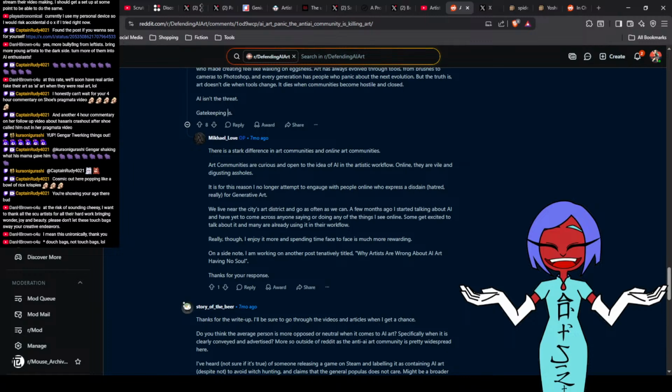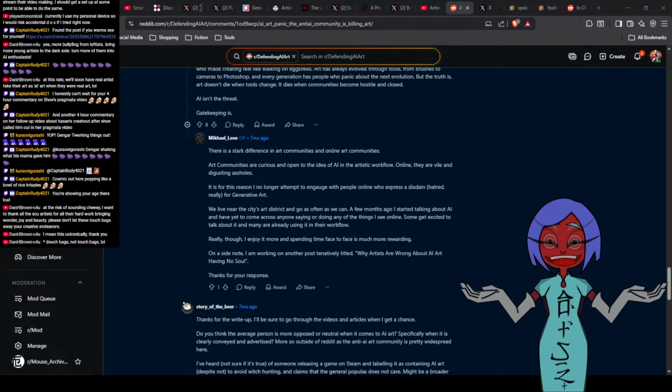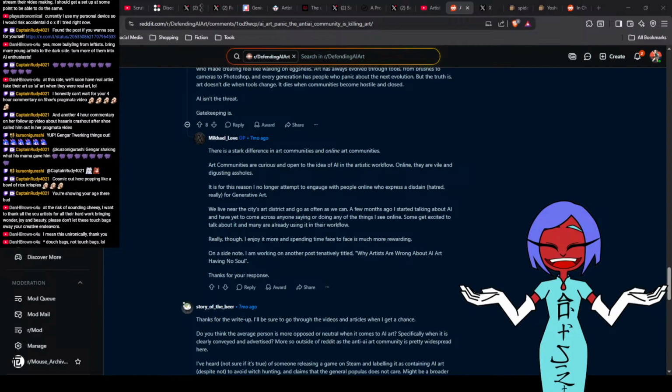Okay, so I did that one. Kuro says, yep, Gengar twerking things out, and then the Smug Alana rainbow dance, yeah. Fucking Gengar shaking what his mama gave him, Captain Rudy. And then more Smug Alana dancing by Kura, Captain Rudy. Cosmic out here popping like a bowl of Rice Krispies. Right? Every joint in the body cracks. It's like, oh no, I've become old. Captain Rudy says, you're showing your age there, bud, right?